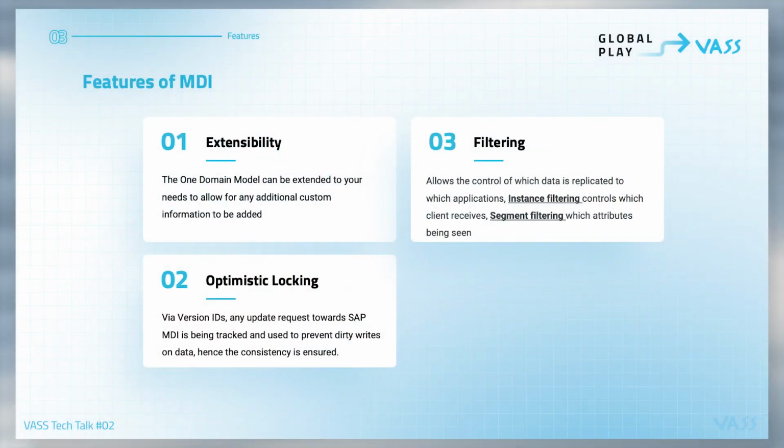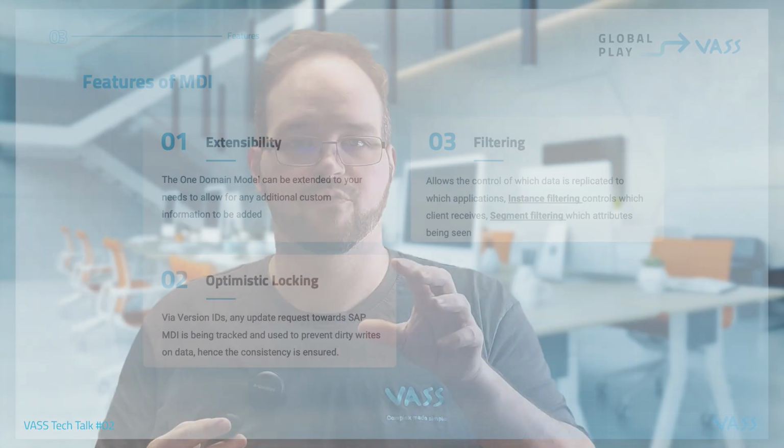Third feature is the filtering. There are two different ways of filtering. One is the instance filtering, which controls which client is receiving data. The second is the segment filtering to say which attribute flows into which system. We will see that a bit more in a later slide.